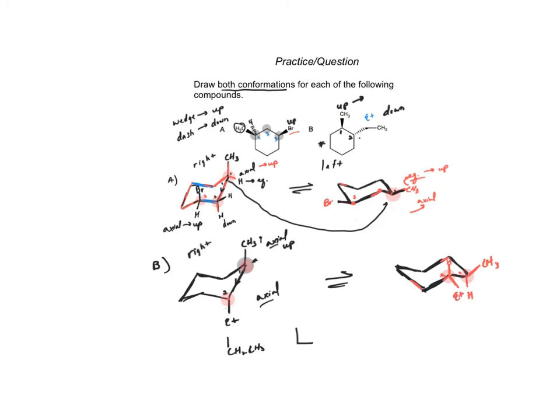So again, the second version of this is essentially, let me erase these hydrogens so I'm not confused. The other conformation here has our methyl group in the equatorial position, which is up at carbon 1. And then it has our ethyl group in the equatorial position, which is down at carbon 2. Okay, so hopefully you guys got that.